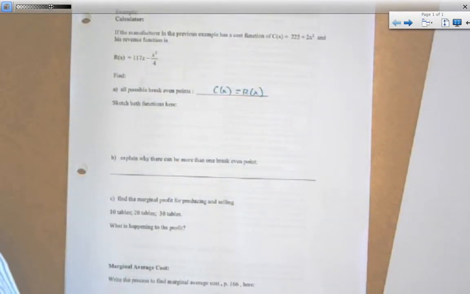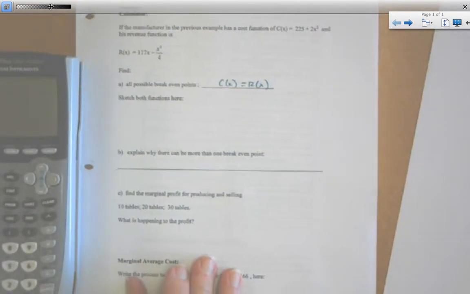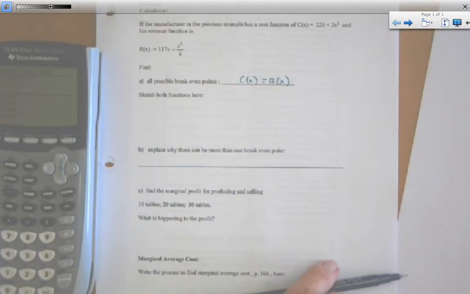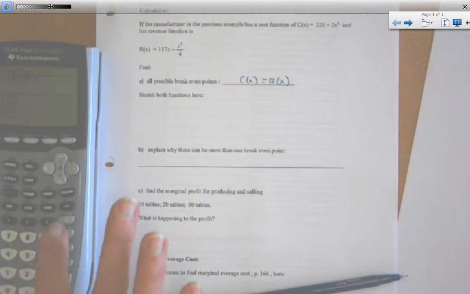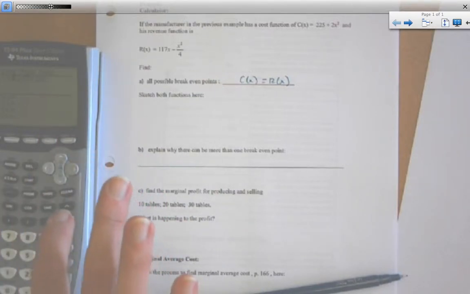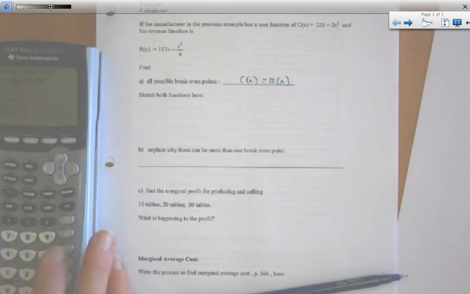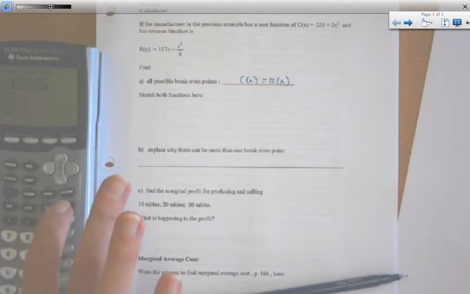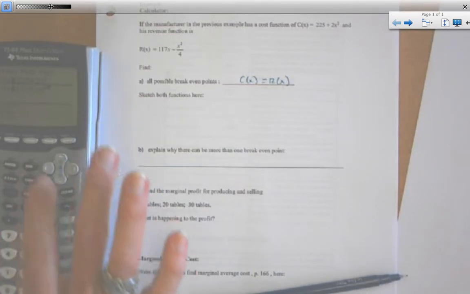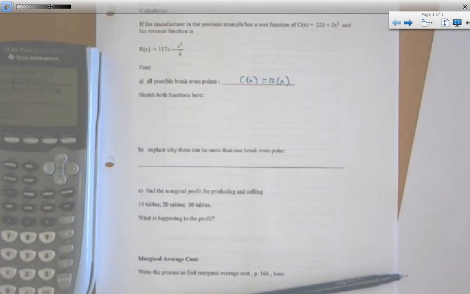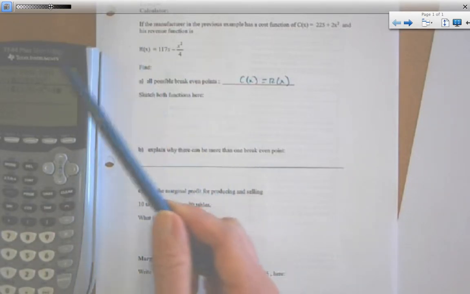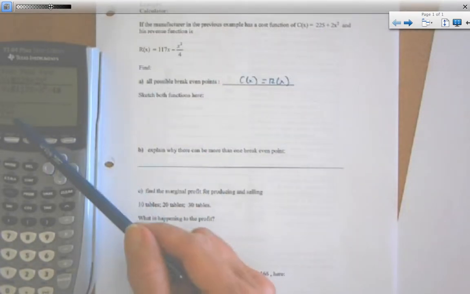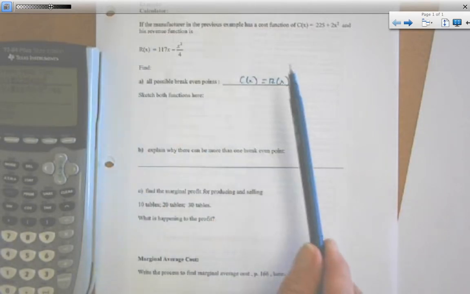So get your calculator out and go to your y equals key, and let's type in the cost function. And let's type in the revenue function. Let's think about our window. Well, the y-intercept on the cost function is 225. And I know this is an upside down parabola, so I might go kind of big here.